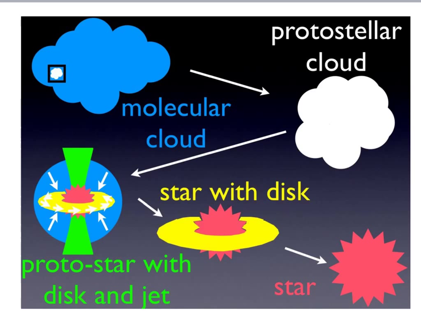So here's a little diagram of how that happens. Here we have our interstellar molecular cloud. Here's a protosolar cloud, which is beginning to condense. Here you have that flattening with the disk and the jet extending from the poles. Here you have a star with a disk. This would be our T Tauri phase. And here we have our star.